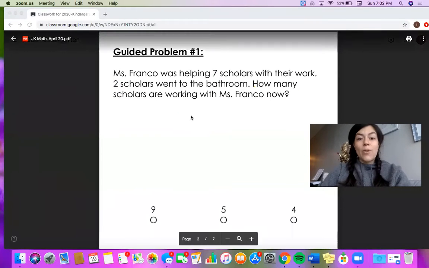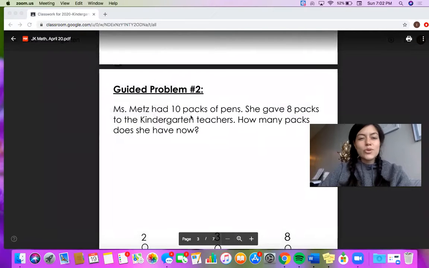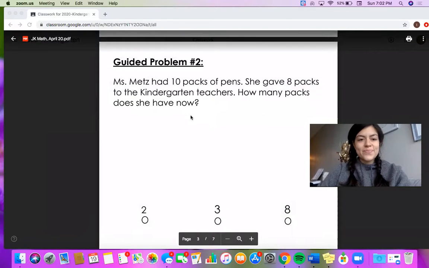Let's do the next guided problem together. And then I think you girls will be ready to start by yourselves. All right. Miss Metz had 10 packs of pens. She gave 8 packs to the kindergarten teachers. How many packs does she have now?